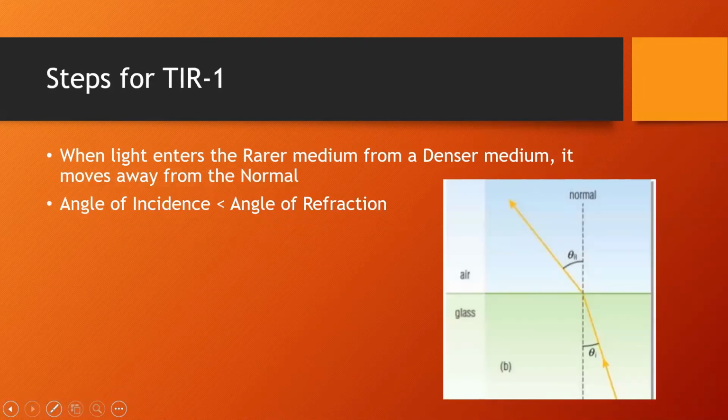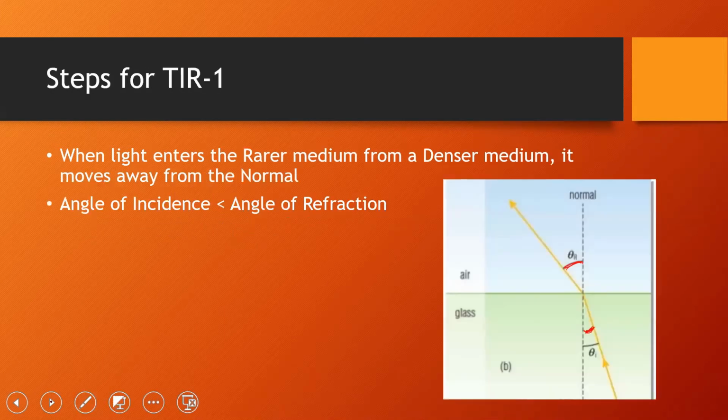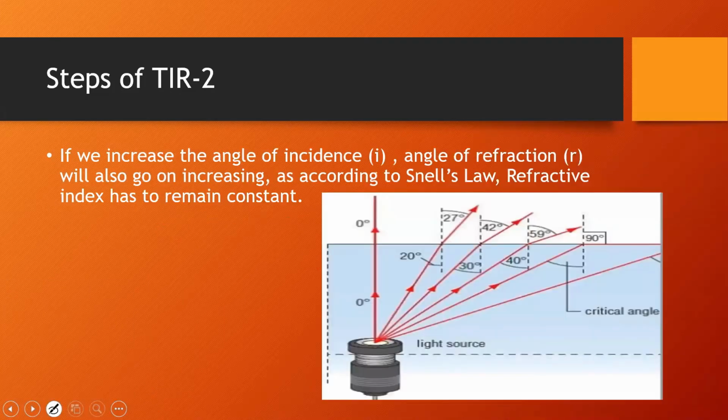See, now we'll go step by step. Right, first step: when light enters a rarer medium from a denser medium, we know it goes away from the normal. So this is your angle of incidence, this is the angle of refraction. Theta I, that is your angle of incidence, is less than the angle of refraction. Okay, next step.